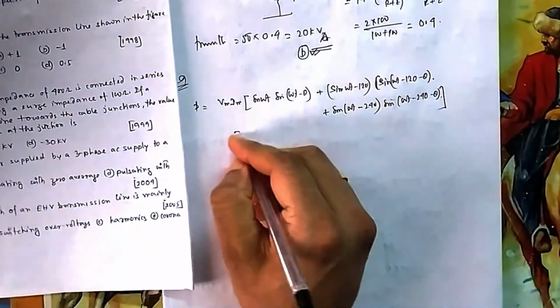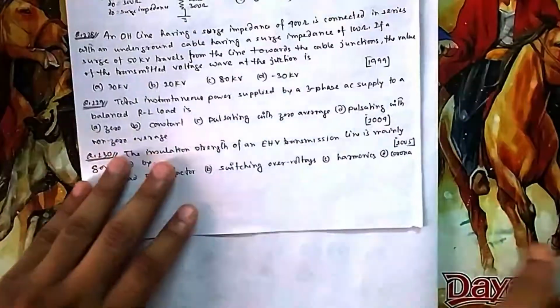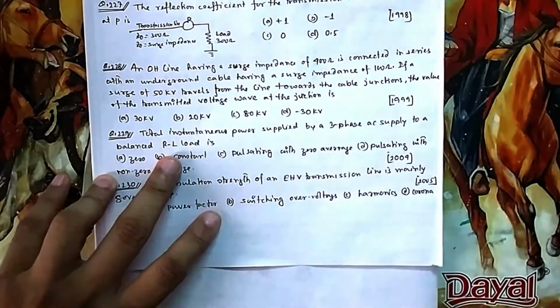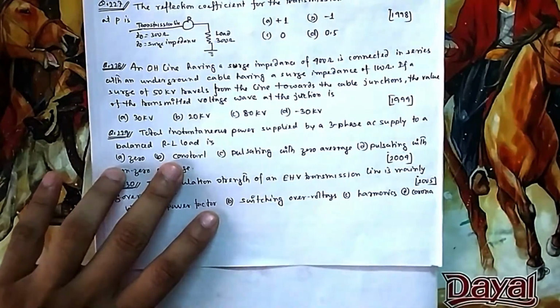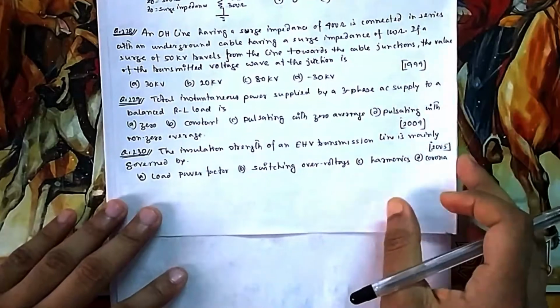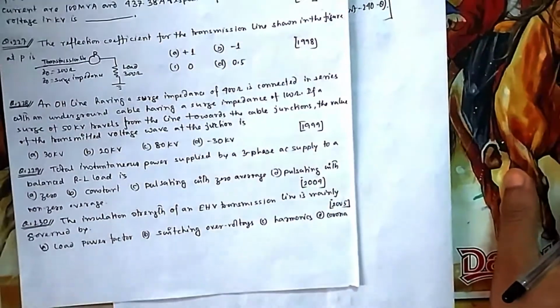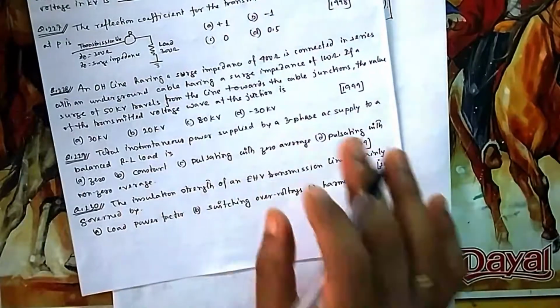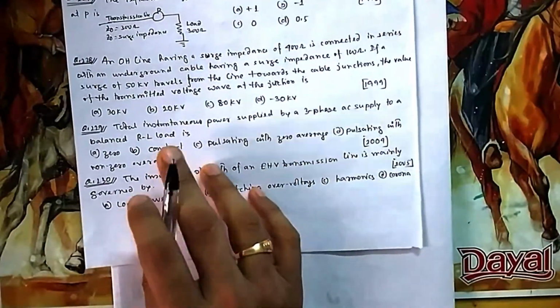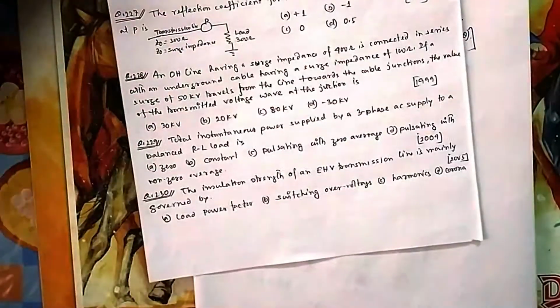If you add all these things, you will find it is a constant value. So for a 3-phase AC supply with a balanced RL load, you will find the power is always constant. So this will actually come to 3 Vp Ip cos theta, which is our original formula of power. So that is always constant. You remember this one, we have already discussed this one. We have derived this one also in electrical circuits. I don't remember that question number, but you will find it.